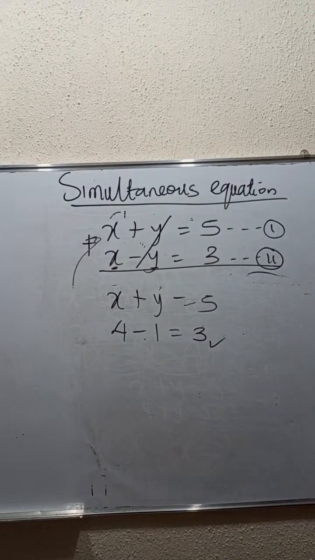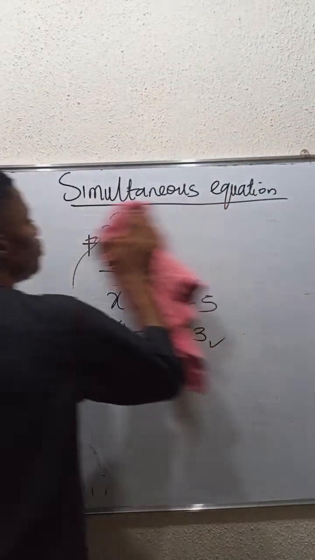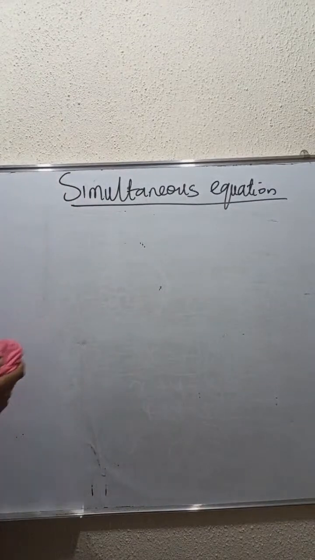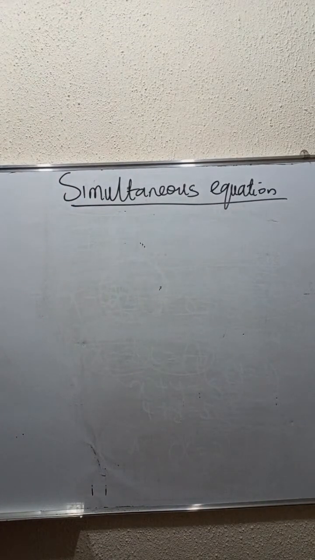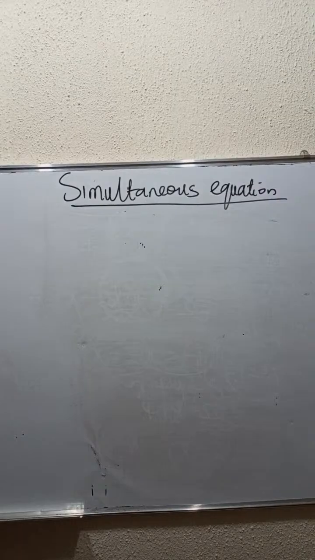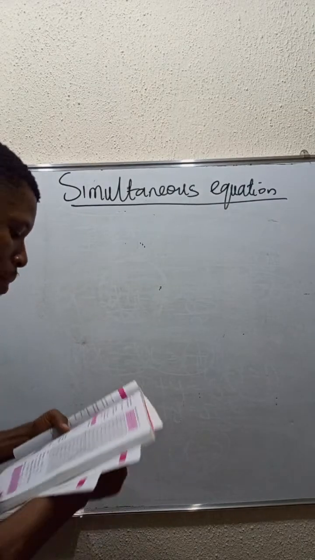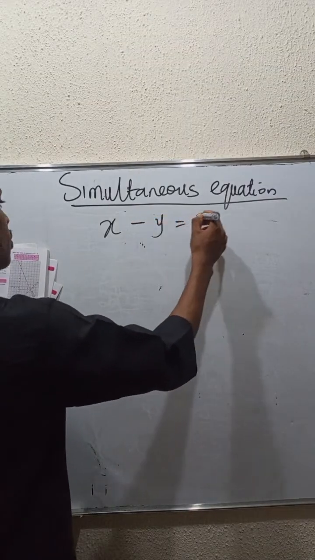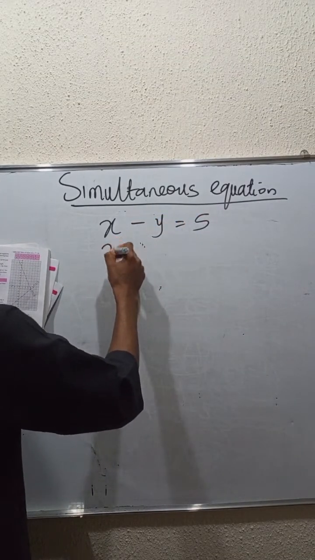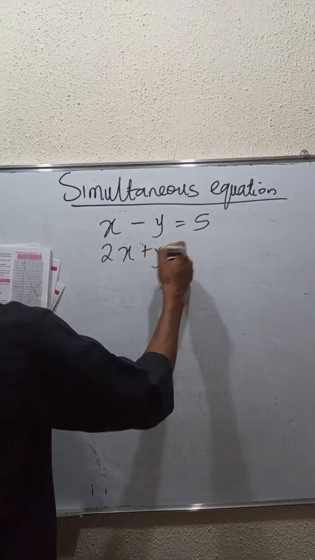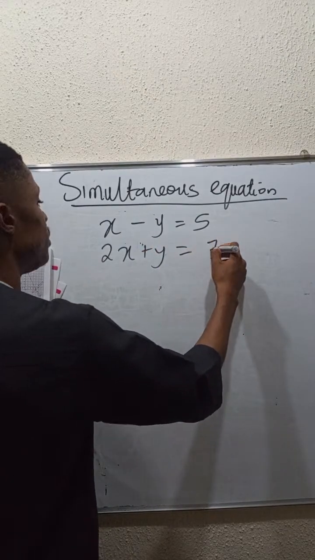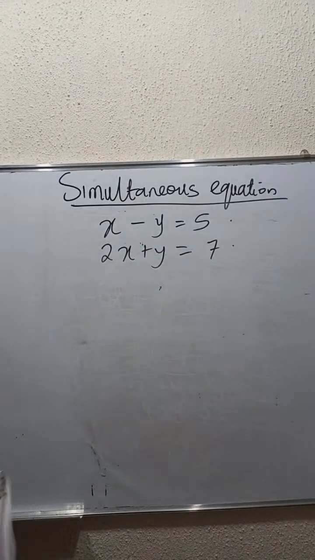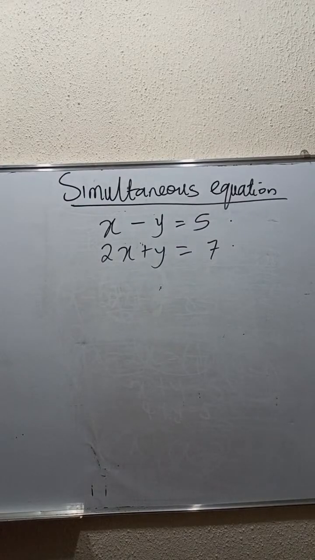So this is what we mean by simultaneous equation by elimination method. Let's try another example. We have the next one: x minus y is equal to 5, and 2x plus y is equal to 7. Here we are trying to find the value of x.